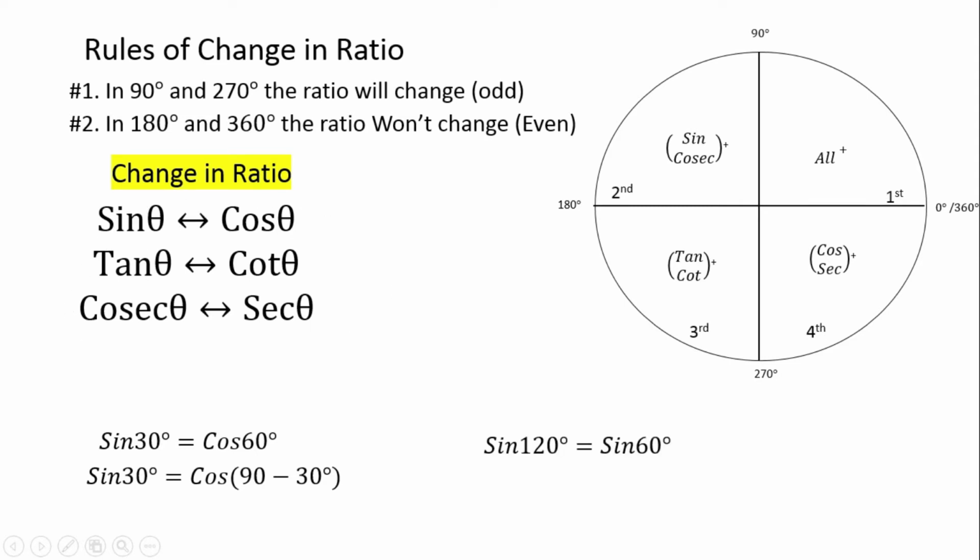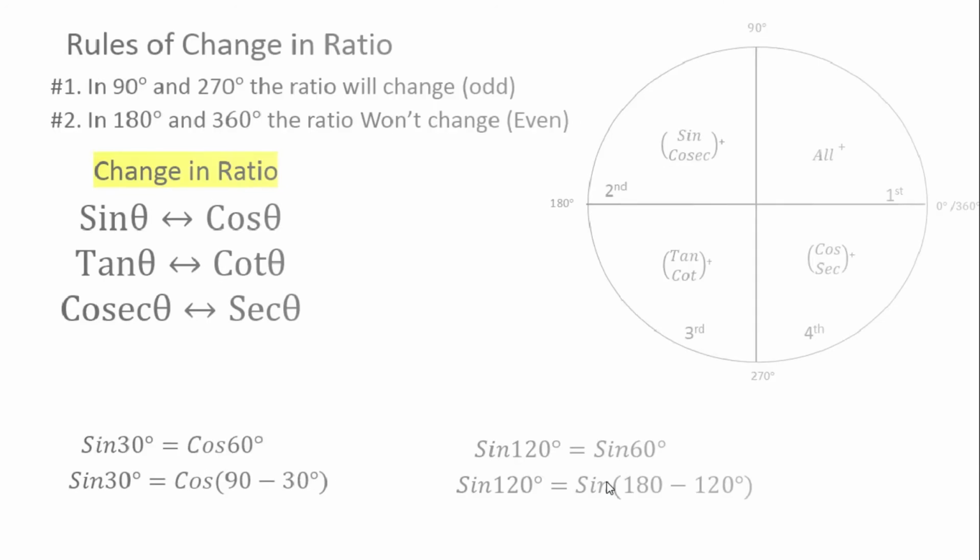If we break into 180, what will happen? Let's see. If we break into 180, then sine 120 degrees is equal to sine 60. Now if we break sine 60 degrees in terms of 180, 60 is equal to 180 minus 120. So sine of 180 minus 120 is equal to sine 120. So in terms of 180 degrees, sine is still the same. Meaning if there is 180 degrees or 360, the ratio will stay as it is.